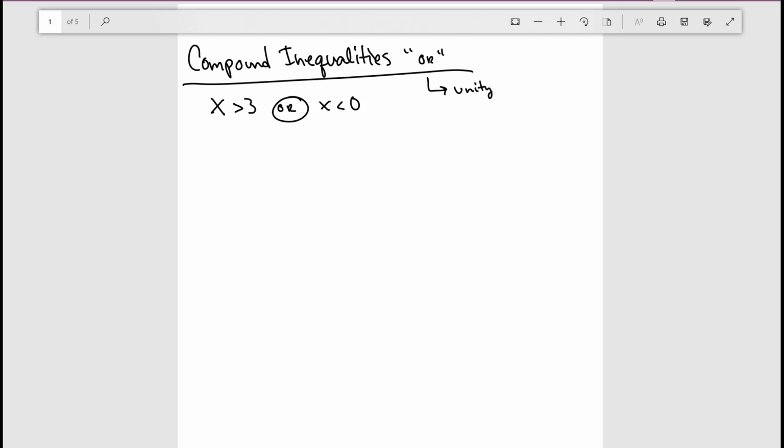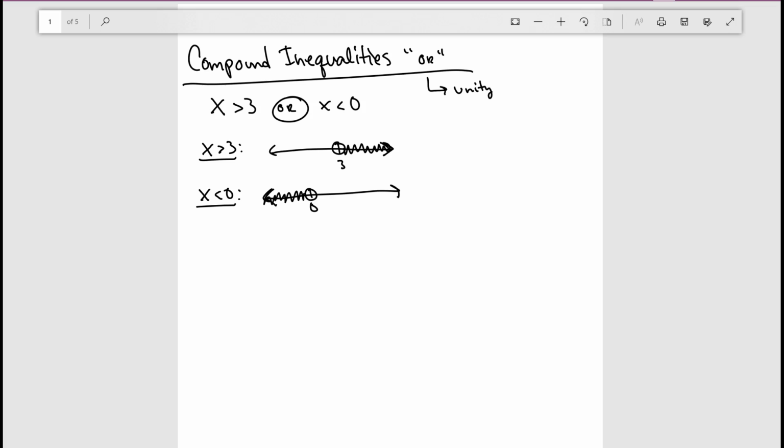With this problem, we're first going to do the same thing. X is greater than 3. Let's look at that. So here is 3. 3 is not included, and it's everything that's greater than. Okay. Here, X is less than 0. So 0 is a little bit less than 3, not included, and everything that's less than.